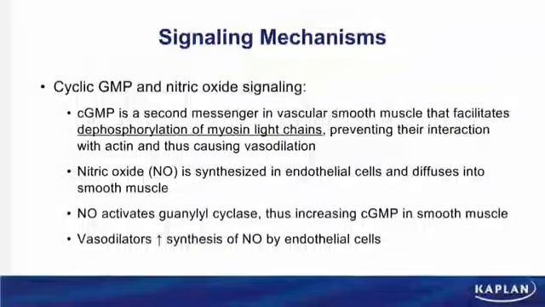Cyclic GMP and nitric oxide. Very important pathways because cyclic GMP is a second messenger in vascular smooth muscle. In fact, later on, when we're going through our cardiovascular drugs, we're going to look at exactly how cyclic GMP can relax smooth muscle. I've got a great diagram coming up later on in the lectures. But for now, I'm going to tell you the end of the story.